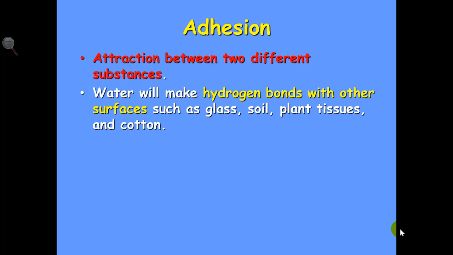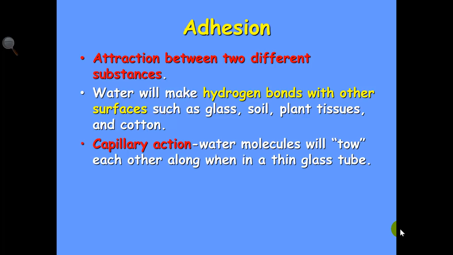All right, so water will make hydrogen bonds with other surfaces such as glass, soil, plants, tissue, and cotton, things like that. The main thing I want you to remember about adhesion is that it causes capillary action. That's when the water molecules tow each other along when they're in a thin glass or a straw or even up a paper towel. So it's when the water is attracted to the other substance and will move itself along that other substance.